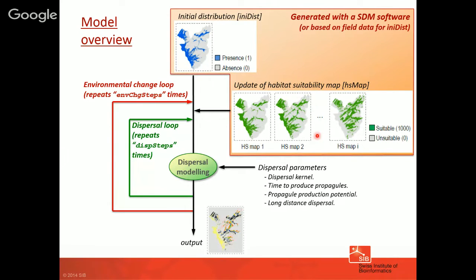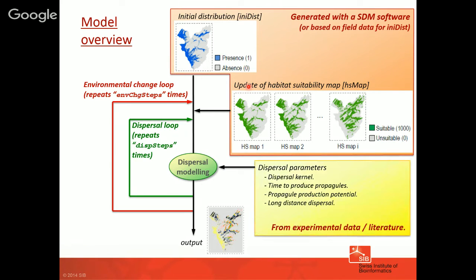But if you were interested, for instance, in how an invasive species will disperse, maybe all you need is simply one map for your initial location where you introduce your species, and one map that will show what is the suitable habitat. So in that case, you would have only one map as input here.